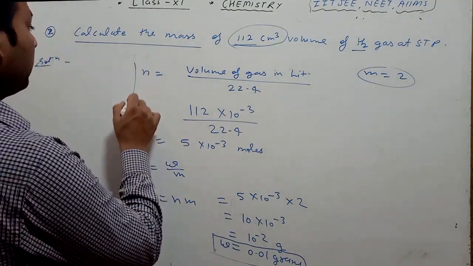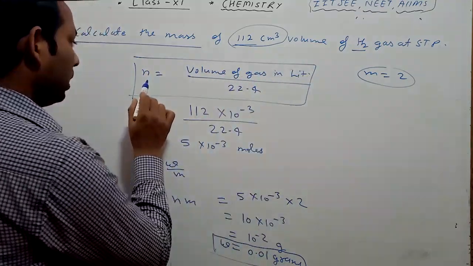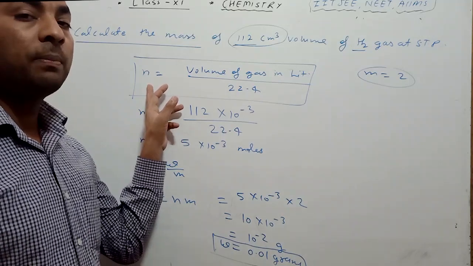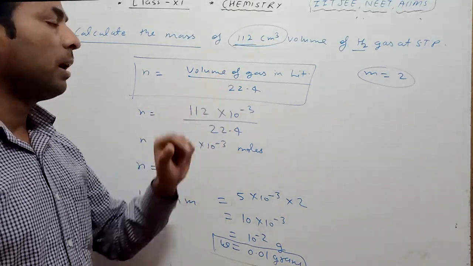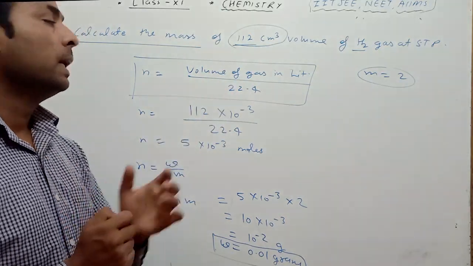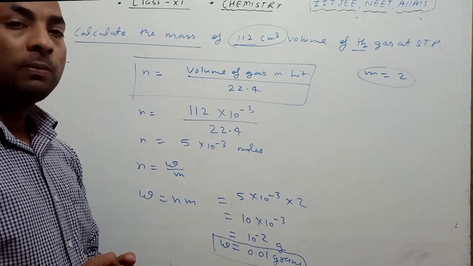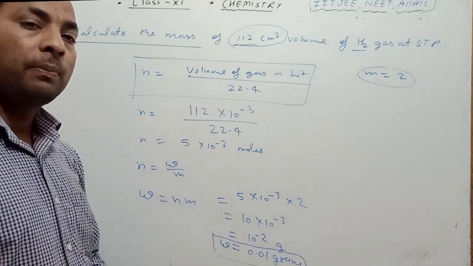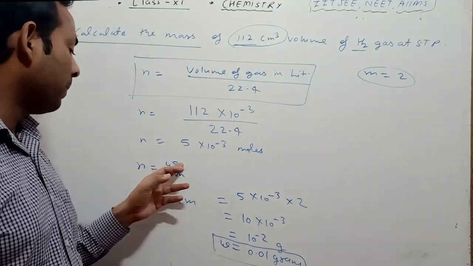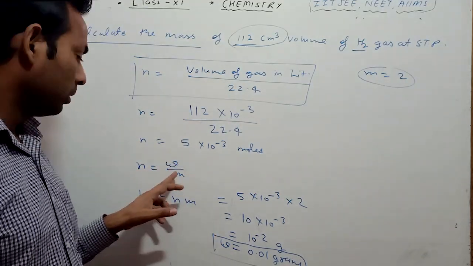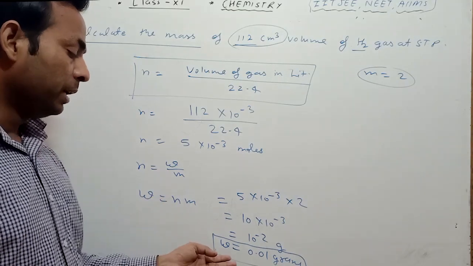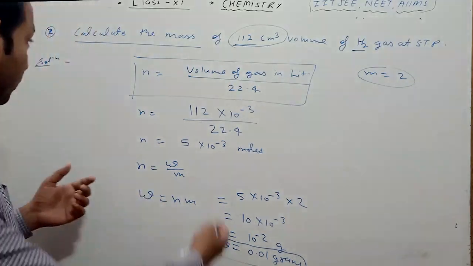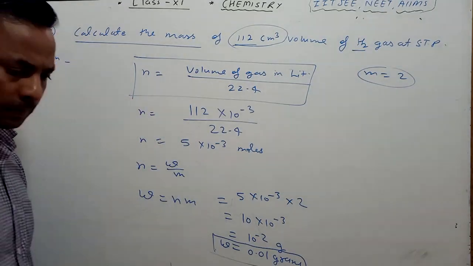Students, this relation I already taught you, the relation between the number of moles of gas and the volume of gas at STP. So by using this formula, first we have to calculate the number of moles. After calculating the number of moles, using the mass relation n equals W by M, we can easily calculate the amount of gas in grams. So please take a screenshot.